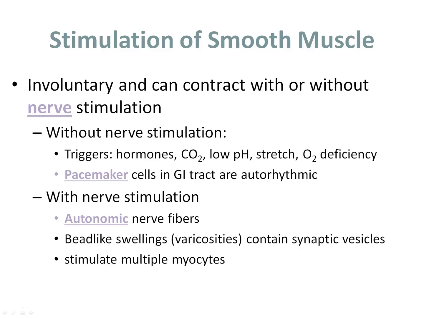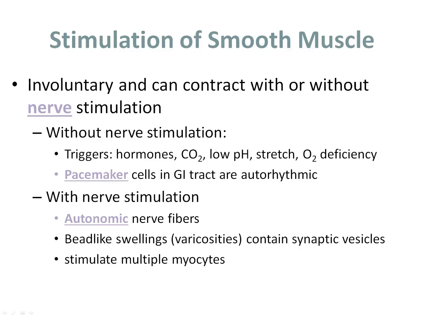We also have specific cells within the GI tract that are autorhythmic. They just spontaneously depolarize every so often. We call these pacemaker cells, just like the cells in the heart. With nerve stimulation, we can have autonomic nerve fibers that go to the different types of smooth muscle.